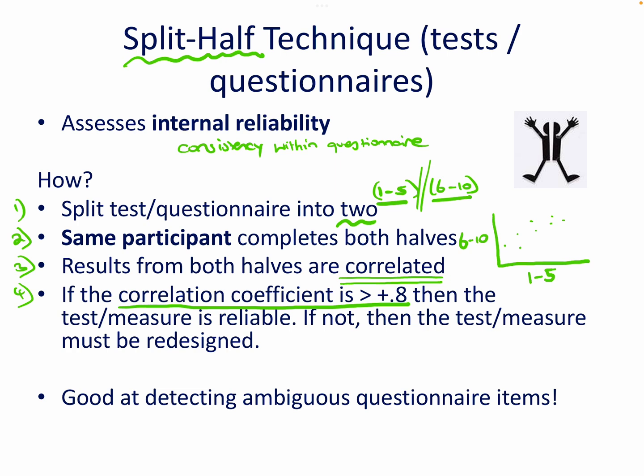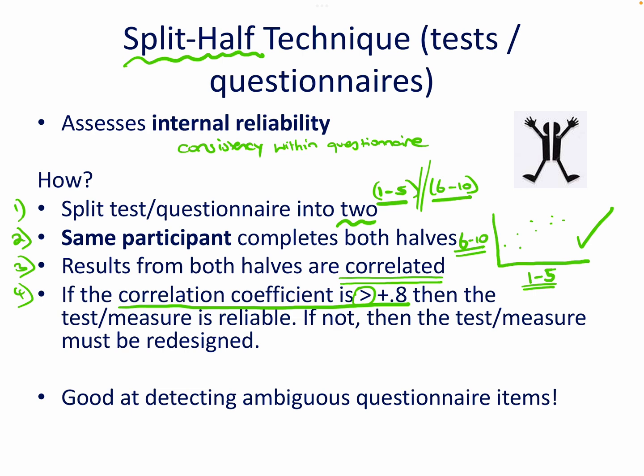If there is a correlation coefficient of 0.8 or greater, that means that there is consistency between each half of that questionnaire. It means that there is strong reliability within that questionnaire. In other words, its internal reliability is strong.